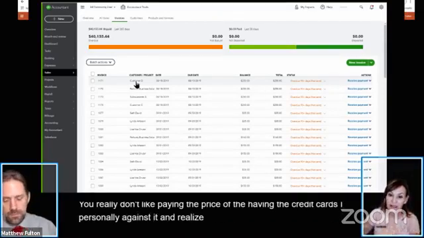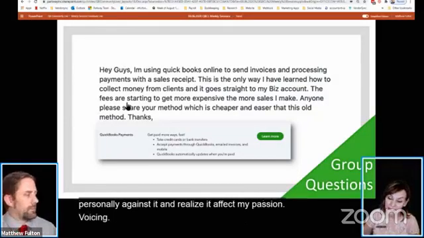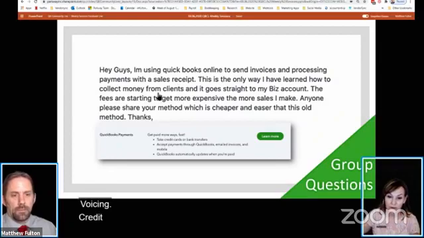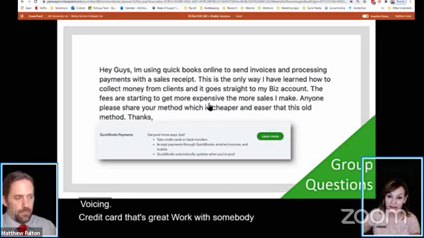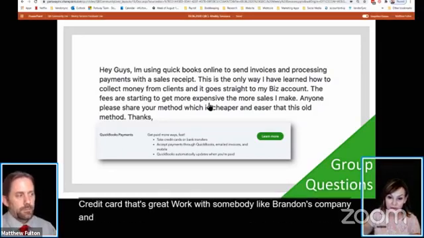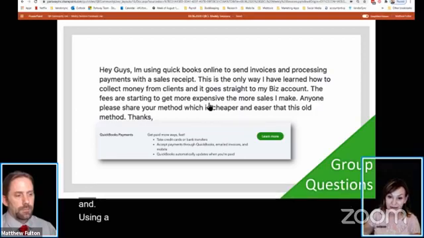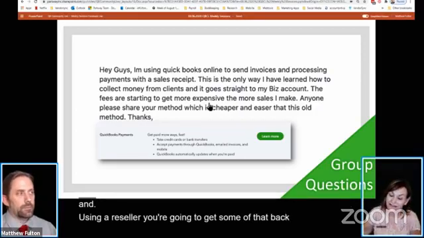I don't have to spend time invoicing. I do the sales receipt like he's doing. People want to pay by credit card, that's great. And then if you work with somebody like Brandon's company, an Intuit reseller, you're going to get some of that back. So it's a win-win, I think, if you do that kind of thing.